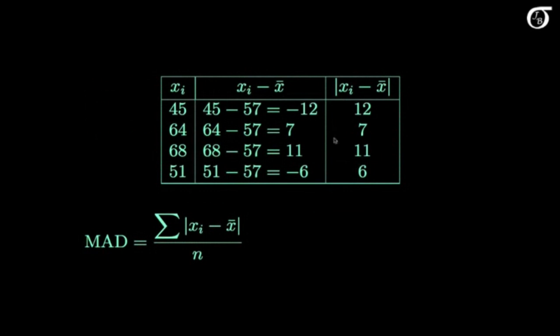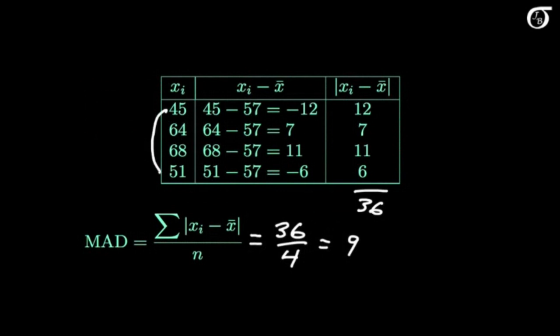If we add the absolute value of all the deviations, we get 36. And the mean absolute deviation is the sum of those absolute values of the deviations, 36, over the number of observations, 4, and that is 9. On average, these 4 values are 9 units from the mean.